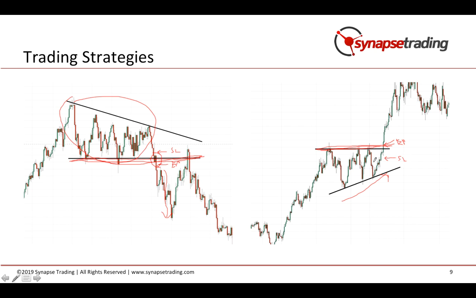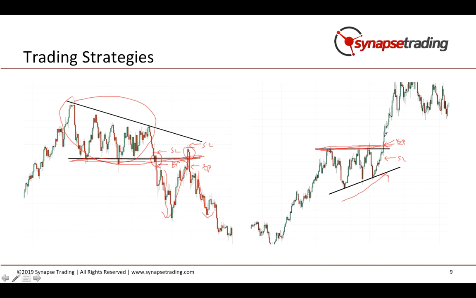Now the second type of entry is the pullback. If you didn't manage to take the first entry, quite often you can wait for a pullback. In this scenario, there was actually quite a large pullback, which means you could have taken the opportunity to trade this move over here. You could have taken a short somewhere over here, placed your stop loss higher over here, and gone for another move downwards. Down here you don't really see any pullback, so sometimes when the breakout is very strong, you might not get a pullback.